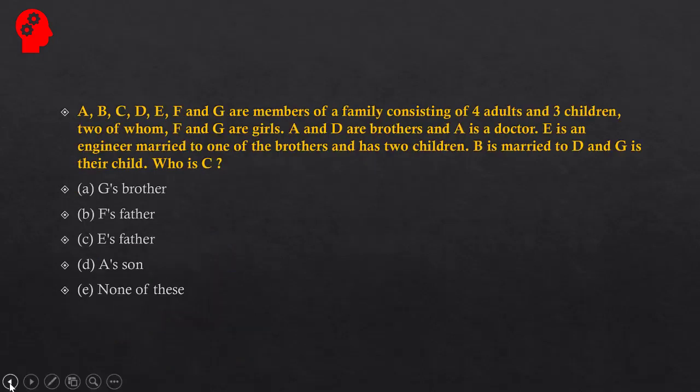Okay, let's solve this family tree. Now we'll be moving towards plotting a family tree. Here we can see A, B, C, D, E, F and G are members of a family consisting of 4 adults and 3 children, 2 of whom, F and G, are girls. That means the third child is a male child. A and D are brothers and A is a doctor. So we'll represent it like this. A and D are brothers. A is a doctor.